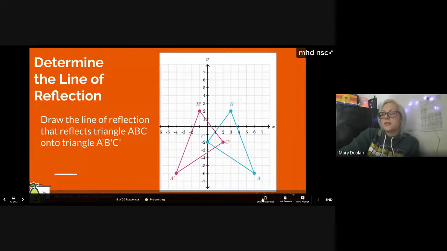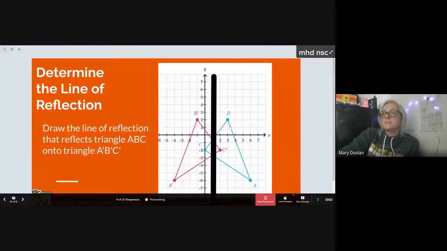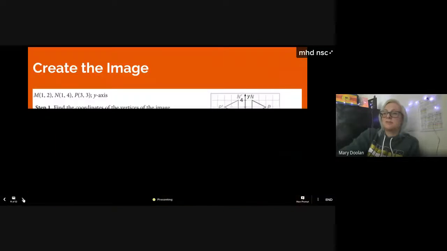Here's another one, draw in the line of reflection, show responses. So there's a great line of reflection. I don't know if it's overlapping everyone's work because it's only showing me 1 response right now, which is strange.